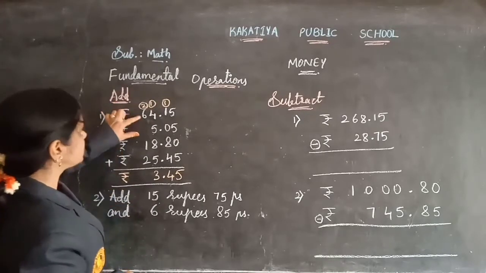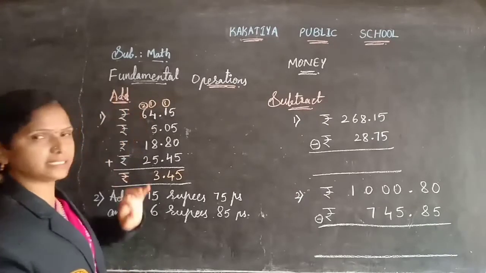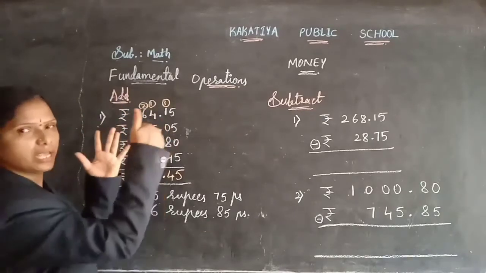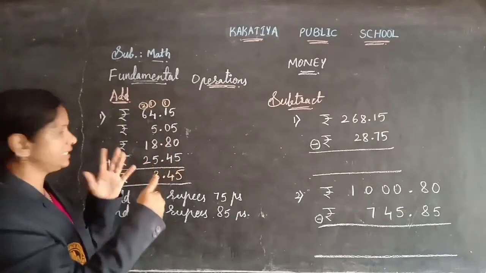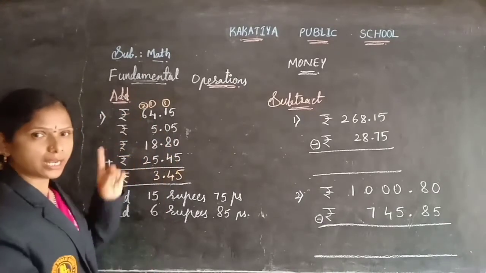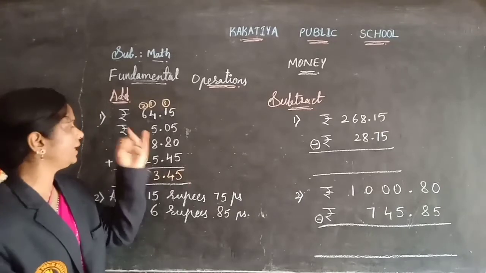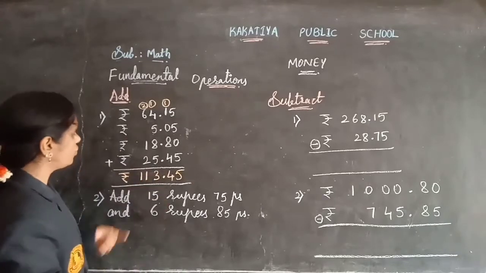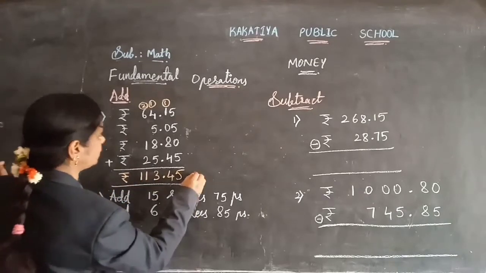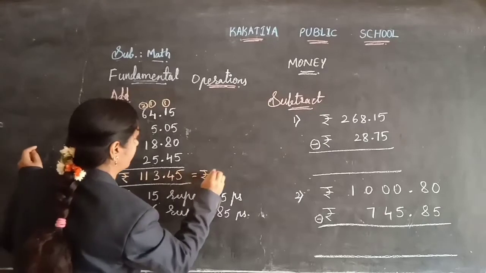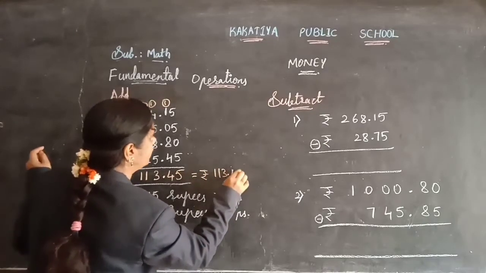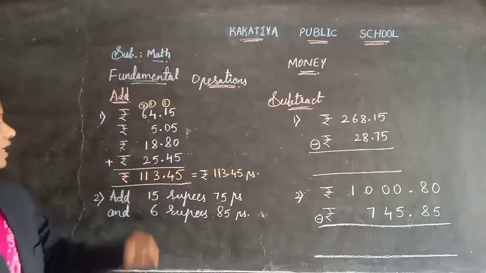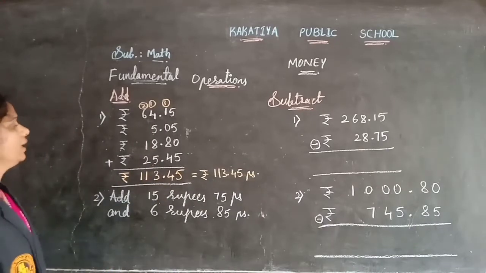Yes. Now 2 plus 6, 2 after next 6, means 3, 4, 5, 6, 7, 8. So 2 plus 6 is 8. 8 after next 1, 9. 9 after next 2, so 10, 11. So we are getting 11 when we are adding this one. So what will be the answer here? 113 rupees 45 paise. The sum of the given addition is 113 rupees 45 paise.